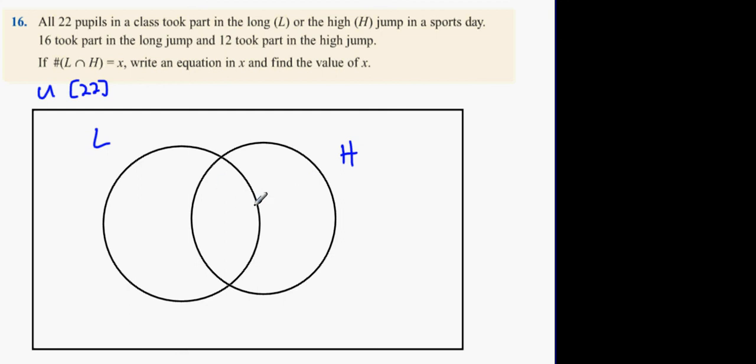Okay, so start in the middle always. What are you meant to put in the middle? X is in the middle. And then you do 16 minus X on the side, because it's the long jump only, and then the high jump only. High jump is 12 minus X. Okay, I'll stop you there.